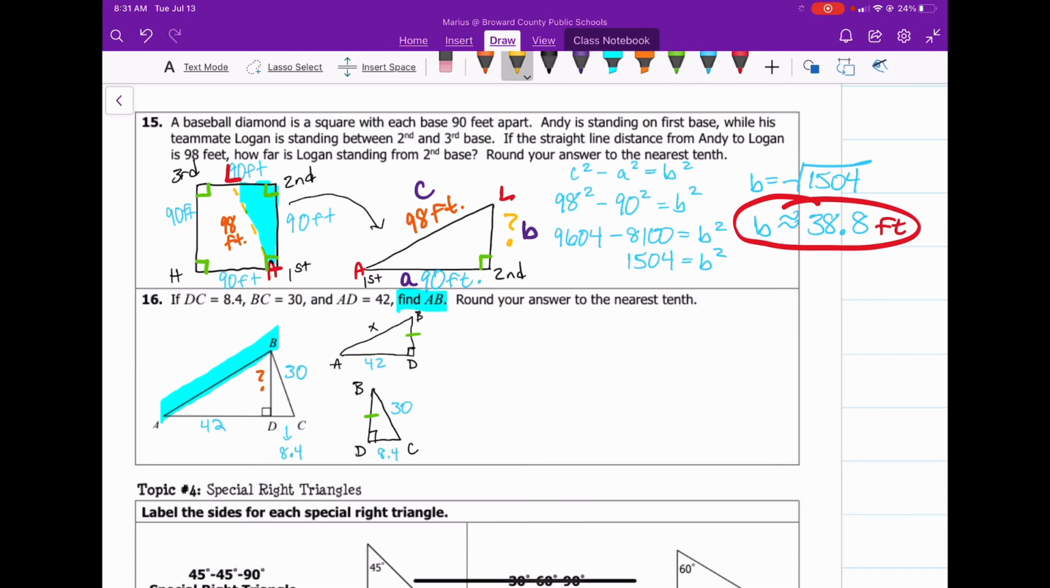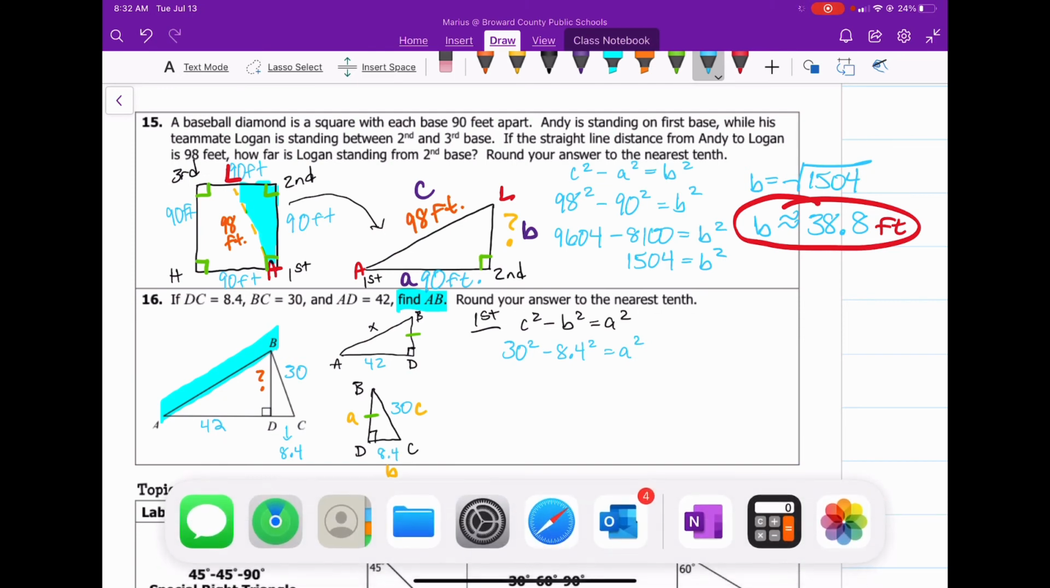So for the smaller triangle, triangle BDC, let's label this. This would be A, B, and C. So we have to use the converse of the Pythagorean theorem. The first thing we're going to do is C squared minus B squared is equal to A squared. And we're going to do that for the smaller triangle. So that's going to be 30 squared minus 8.4 squared equals A squared. So let's bring the calculator back out.